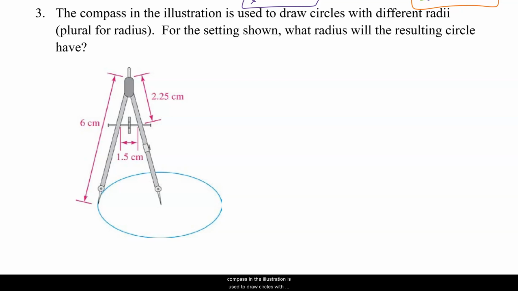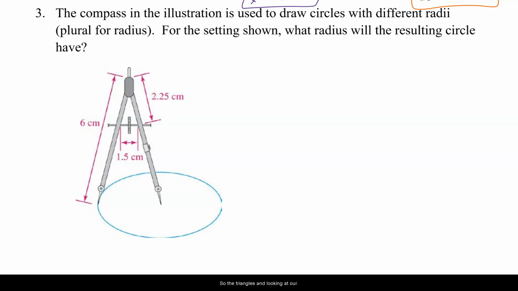In our next problem, the compass in the illustration is used to draw circles with different radii. For the settings shown, what radius will the resulting circle have? This is an example of similar triangles. So if you remember from geometry, similar triangles, their angles are the same, but their lengths are in proportion.